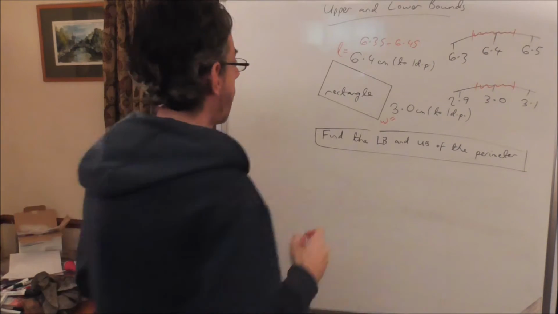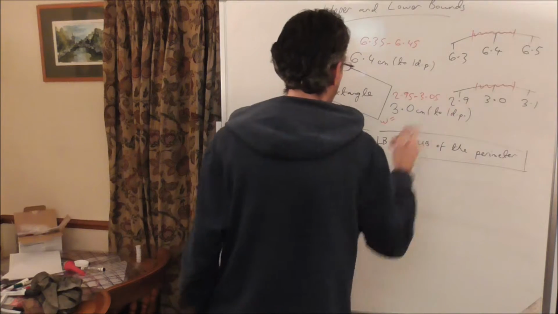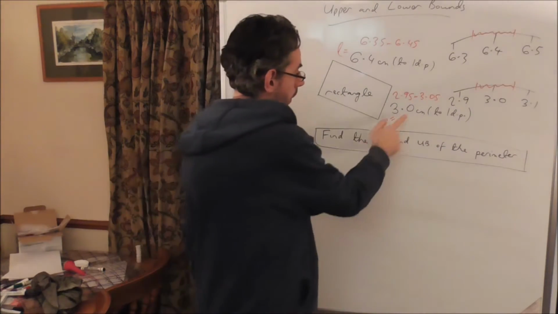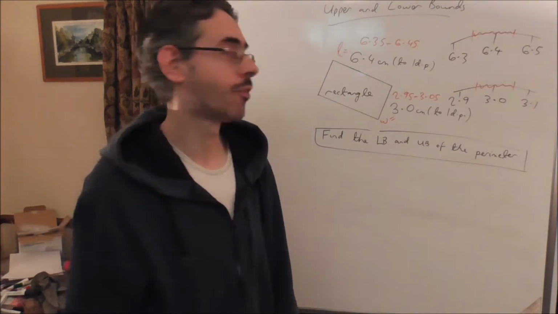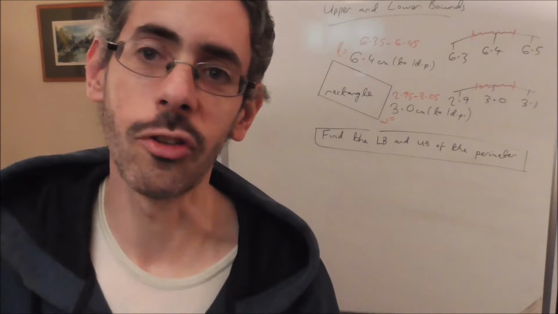Let's write that down, 2.95 to 3.05. So as I said, you've got to be a bit careful when it ends with a 0. The upper bound is not 3.5, which is a very common error. The upper bound here is 3.05.